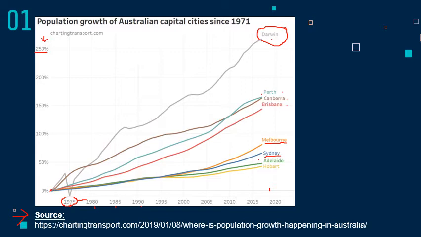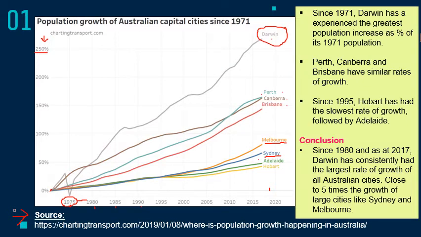Okay. Now that we've looked at the shape of the data, we've interpreted it and figured out what it's telling us. Well, not so much what it's telling us. What are some of the main findings or statements I can say about this data and about Australian capital cities and their growth? Well, firstly, I can say that since 1971, Darwin has experienced the greatest population increase as a percentage of its 1971 population. So it was pretty much over the whole time, the top city for population growth.